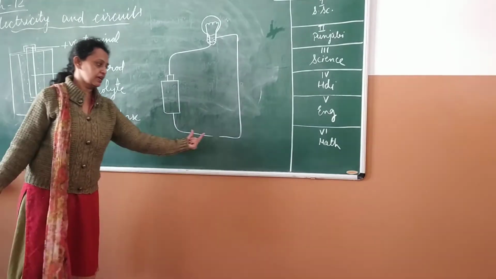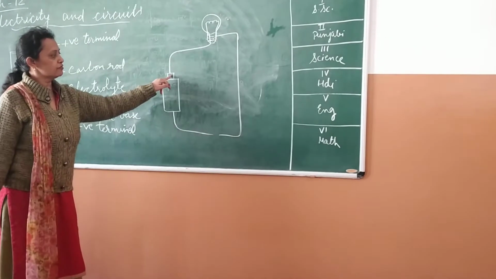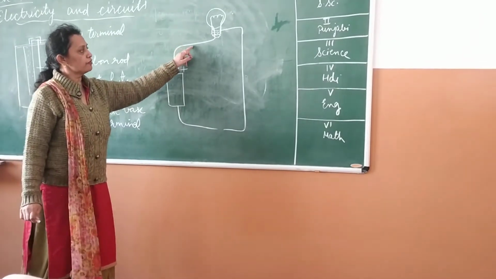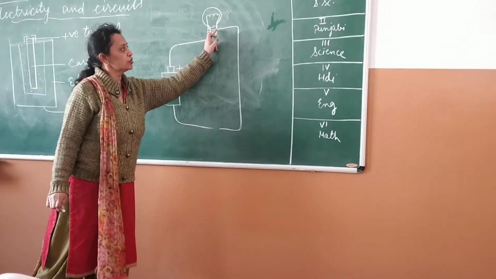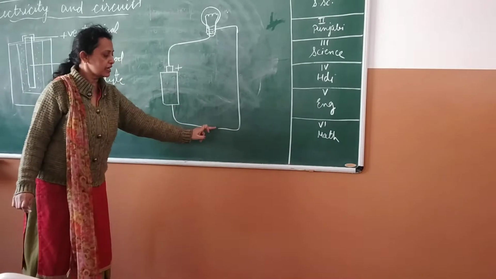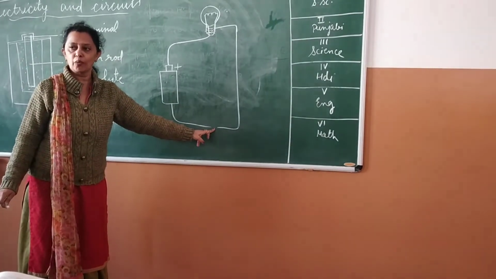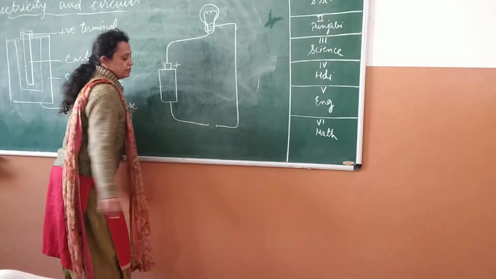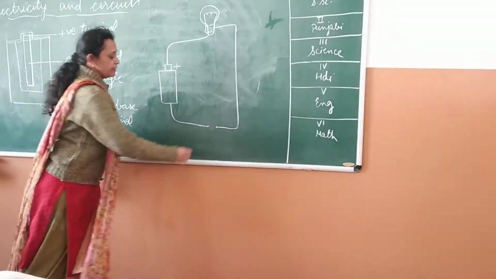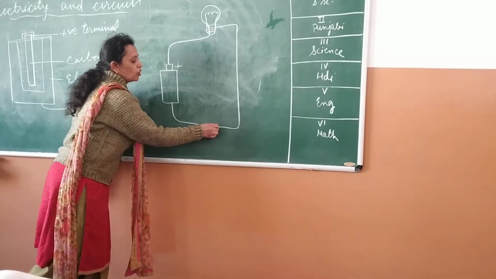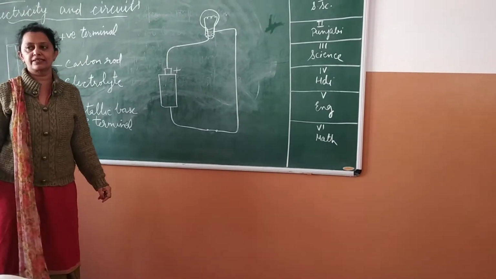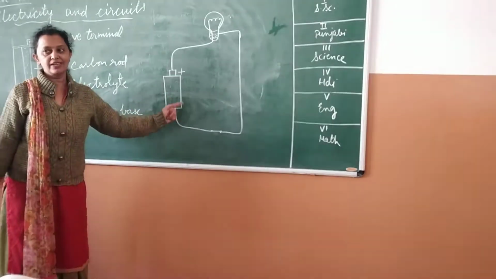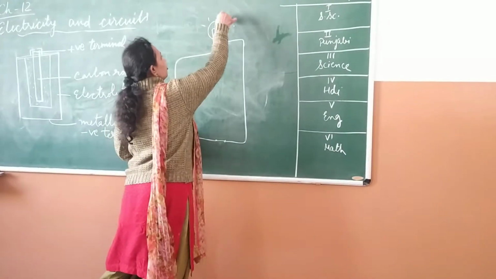Open circuit. Because when you start from the positive terminal of the cell, you move your finger along through the bulb, along the connecting wire. If you find any gap, then it is an open circuit. Okay, we can attach the key over here. We call it a switch. When the switch is closed, we call it a closed circuit or complete circuit. Clear? Complete circuit means when the bulb is glowing, current flows through the bulb.